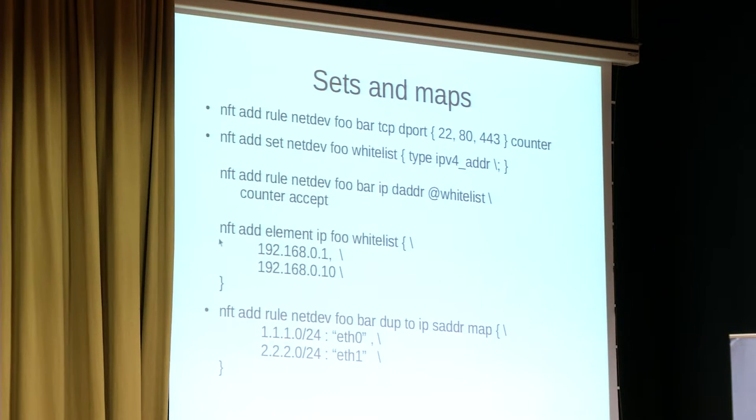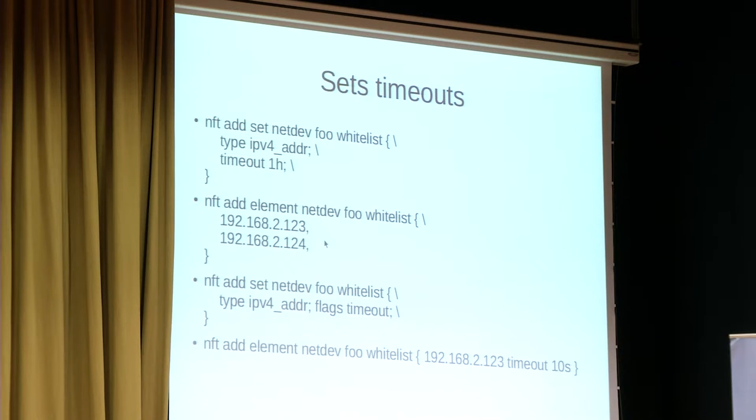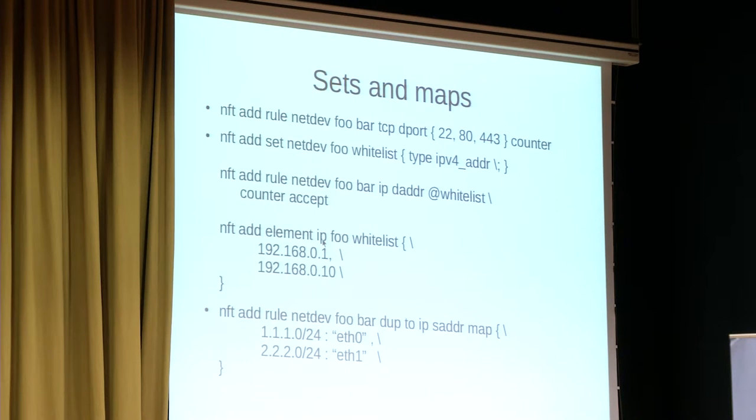So how do we add an element to a set? It's simple. We use the element keyword. So we are adding an element. Oh, this should not be ip, this would be netdev, sorry. So netdev, foo, and whitelist, and these two elements are added to the whitelist set. So initially, sets can be empty, of course, and we can use the generic infrastructure available in sets to provide mappings, how these maps work.